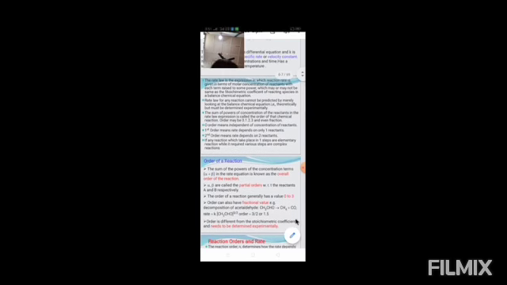Now let us see more about the order of the reactions. The sum of the powers of the concentration terms, that is alpha plus beta. If the power of A is alpha and the power of B is beta, then we have alpha plus beta in the rate equation, which is called the overall order of the reaction. Alpha and beta are called the partial orders with respect to the reactants A and B respectively.